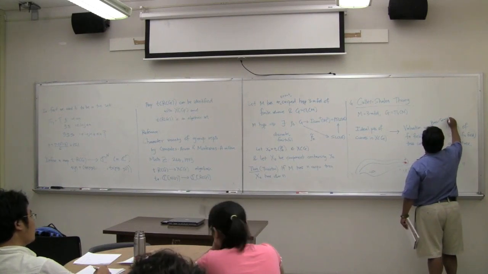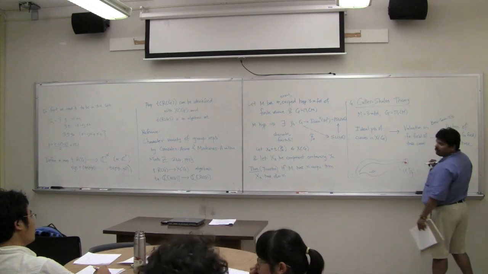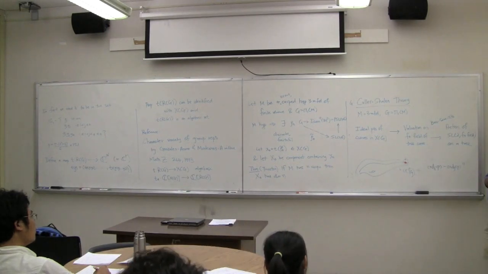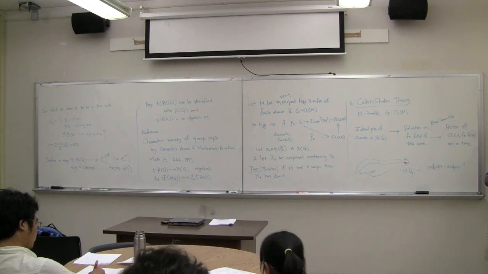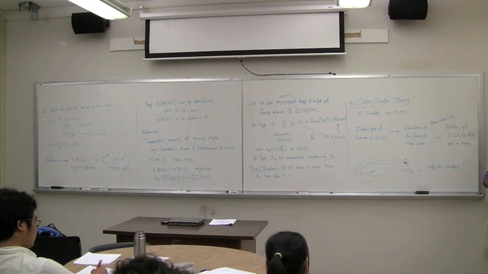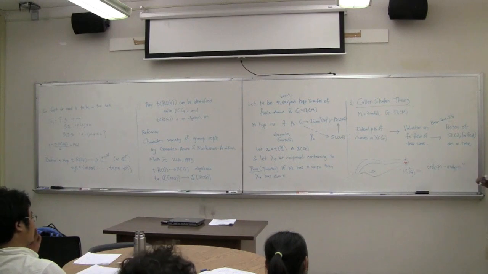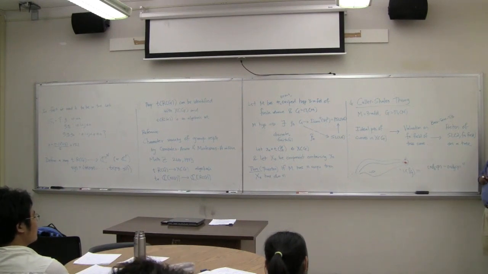Can I ask a question? Yes. Back up for a second. If I look at F over G, I can write it as Z to the K times an analytic function. That's right. And the valuation is K. That's exactly right. I should have said it that way.